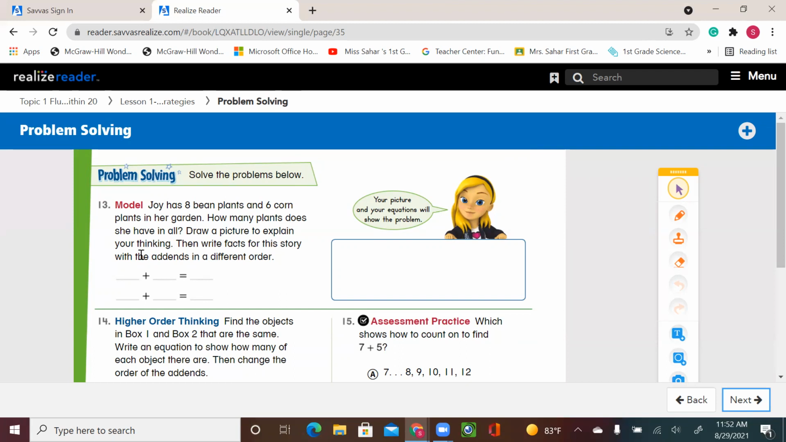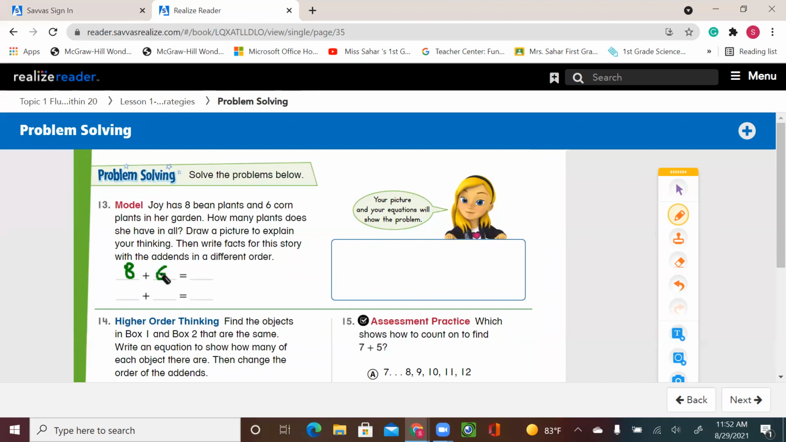Draw a picture to explain your thinking. This is the box that you're going to draw circles or squares or anything to help you to explain your answer. All right, then write facts of this story. We're going to write the numbers here with the addends in different order. So we're already doing what we practiced before. So let's see, 8 and 6. First, I'm going to write 8 and the second addend 6.